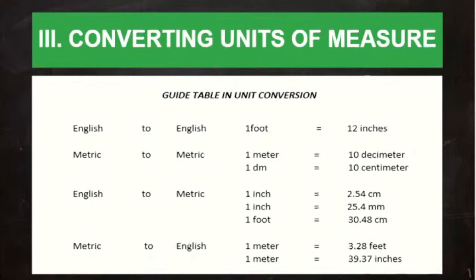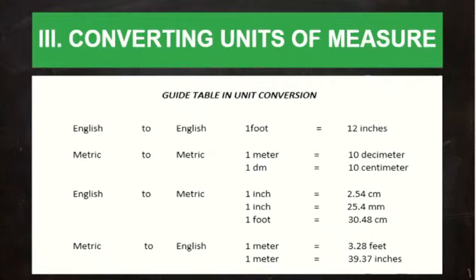Converting units of measure. Here is a guide table in unit conversion. From English to English, 1 foot is equivalent to 12 inches. From metric to metric, 1 meter is equivalent to 10 decimeters.